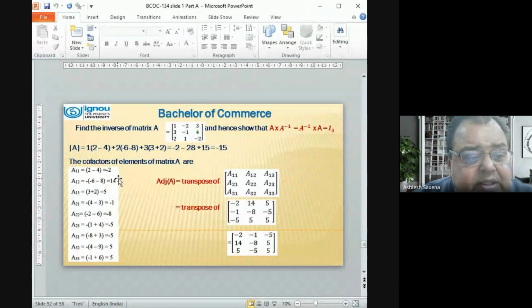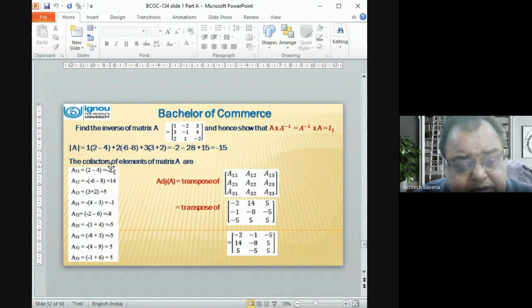Now, if you remember, you have to check the sign. We are finding out the cofactors. We will be adding this. 1 and 1 is 2. 2 is an even number. If we get an even number on summation of these, we will not change the sign. This will be minus 2.